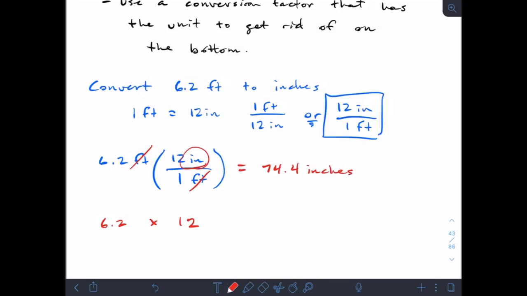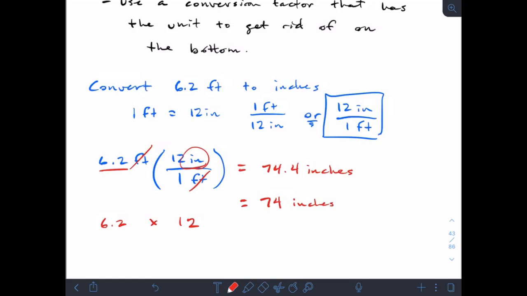Now, if I'm employing my significant figures rules correctly, this really should be reported to the right sig figs as just 74 inches. Because I only have 2 significant figures here, and my conversion factor, because it's a definition, has infinite sig figs. All right, so I'm limited to 2 significant digits. Okay, so that's how we do these unit conversions.